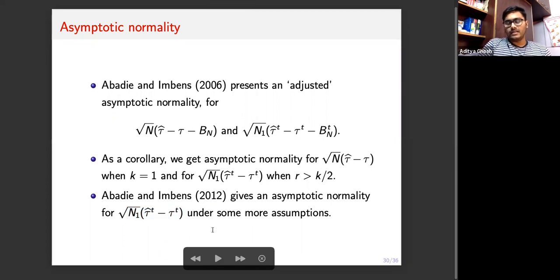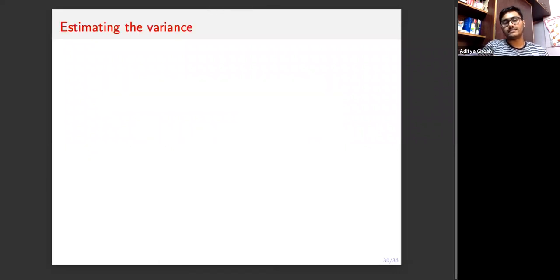Okay, and what else do we have? Lastly, we have to estimate the variance, because giving only asymptotic normality is not enough. We should know how to estimate the variance in order to get confidence intervals.